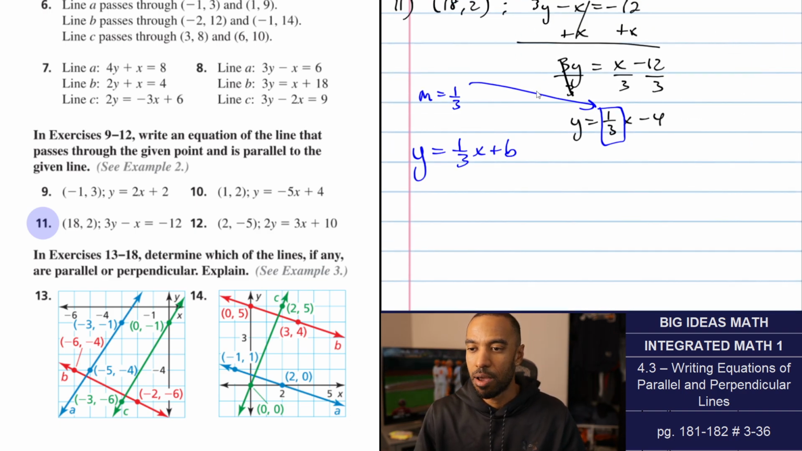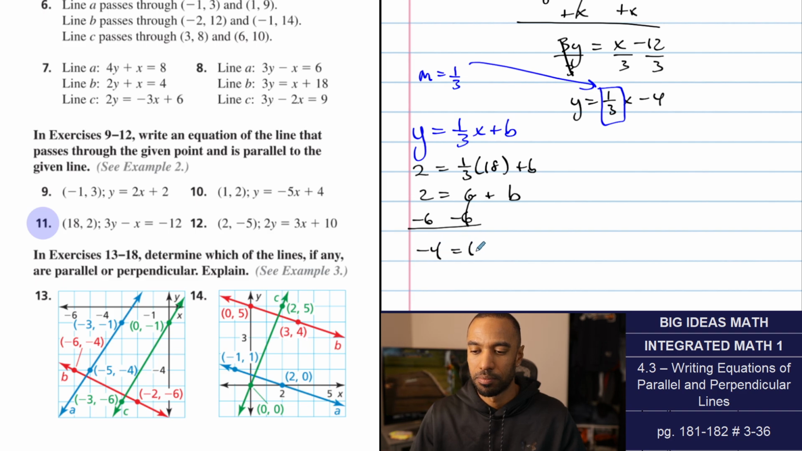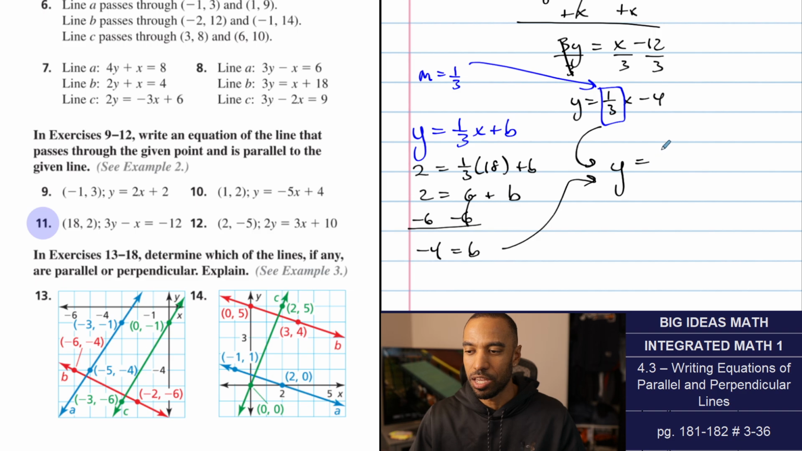My x is 18, my y is 2, so let's go back to that. Y is 2, x is 18. We take 1/3 of 18. 1/3 times 18 is 6. Oh, this is a b, by the way. I don't want you to think that's a 6. So b plus 6 equals 2. Subtract 6 from both sides, and you get b equals negative 4. That means our equation, using these two things, will be y equals 1/3 x minus 4.